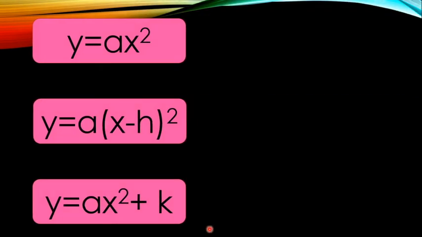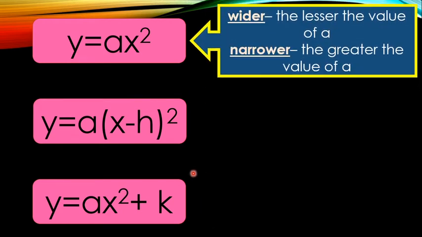Now let's review the graph of y = ax squared. The comparison of this graph is either wider or narrower. So remember, the lesser the value of a, the wider the graph. The greater the value of a, the narrower the graph. Just get the absolute value of a.